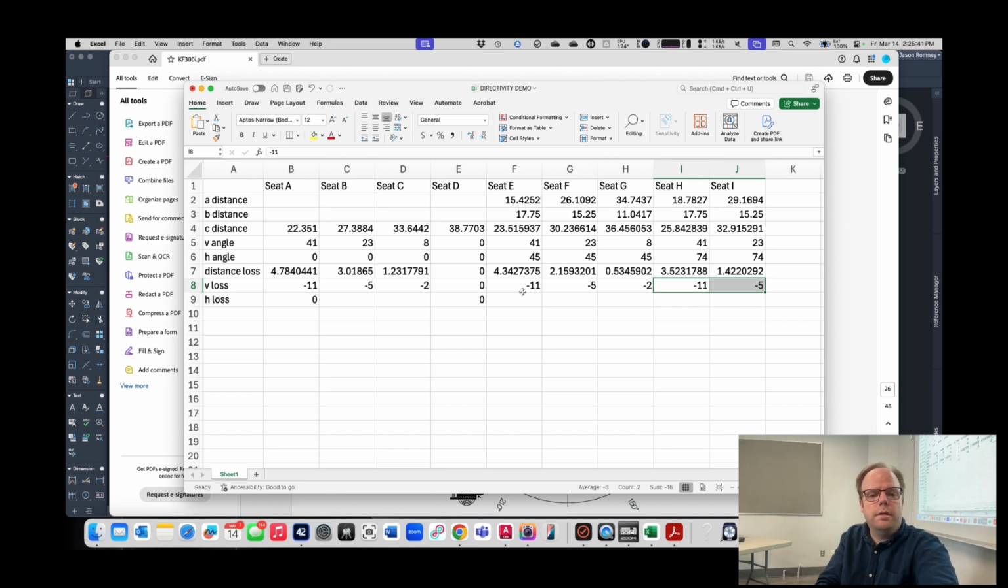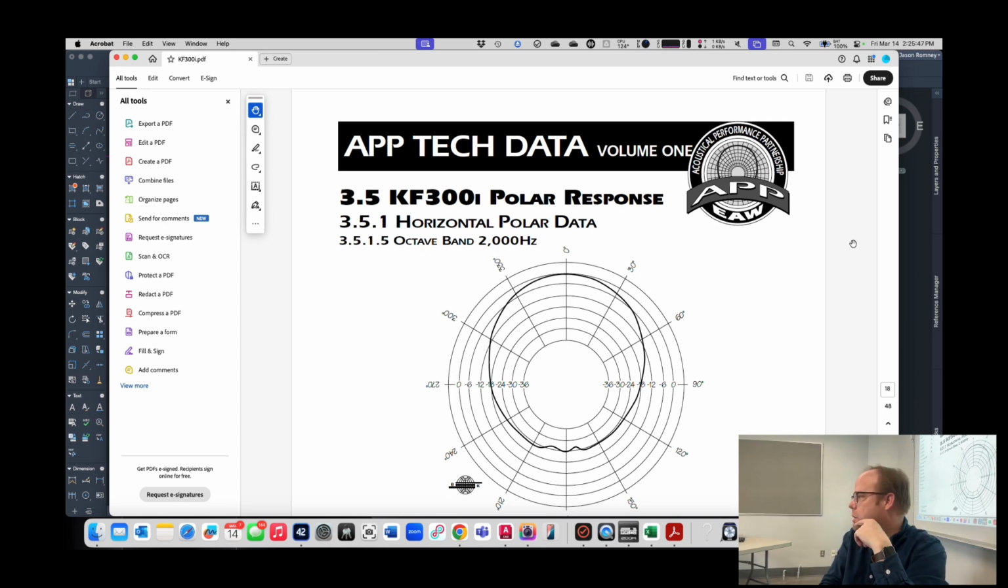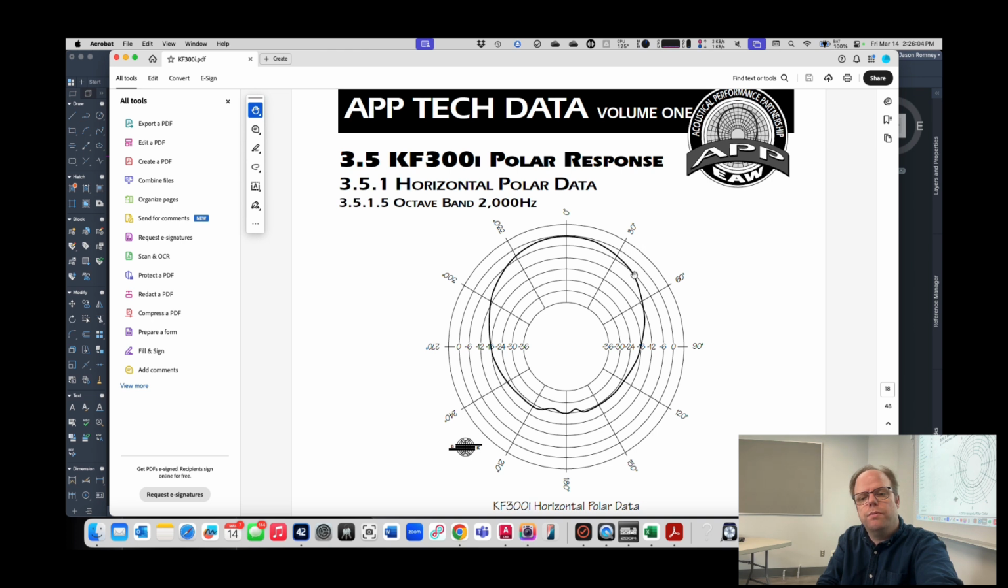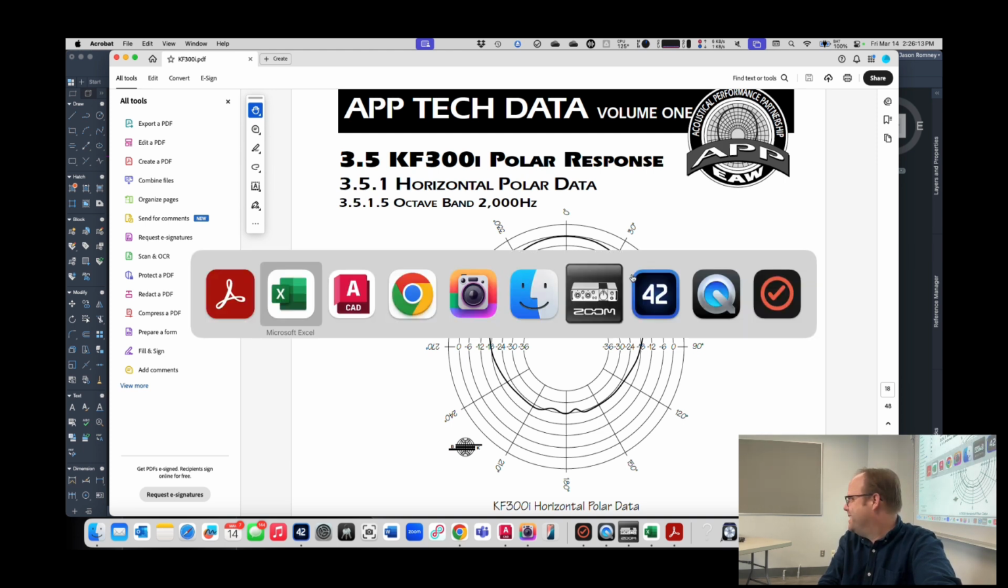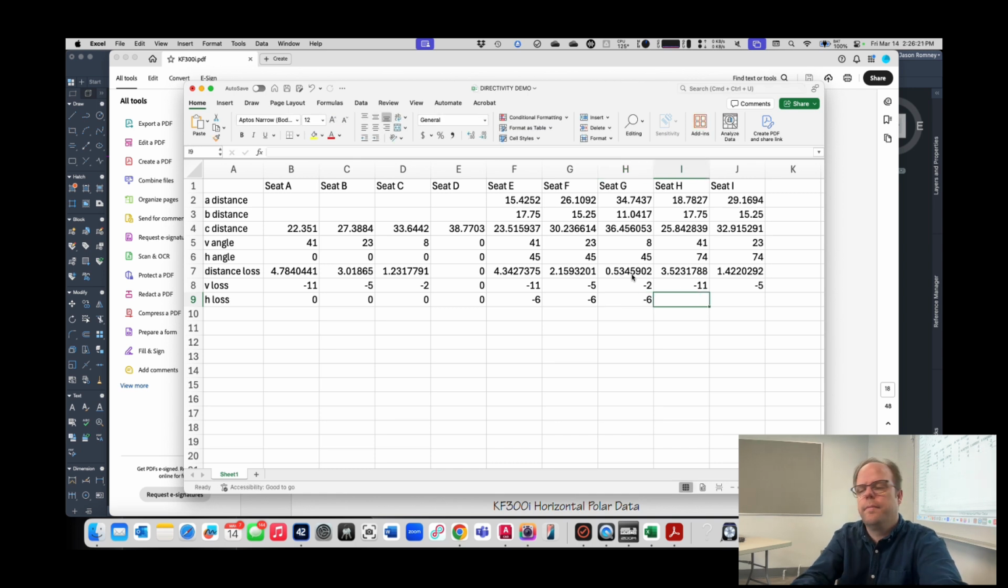Okay, so now let's start looking at the horizontal. So I have to back up here and find the horizontal 2 kilohertz. There it is. Okay, so the first angle I'm looking for here, I don't need to do these, so I just need to do seat E, which its horizontal angle is 45 degrees. So 45 is lining up pretty much right at that 6 dB down point, which is on purpose. So that's -6, which means that's going to be -6, and that's going to be -6.